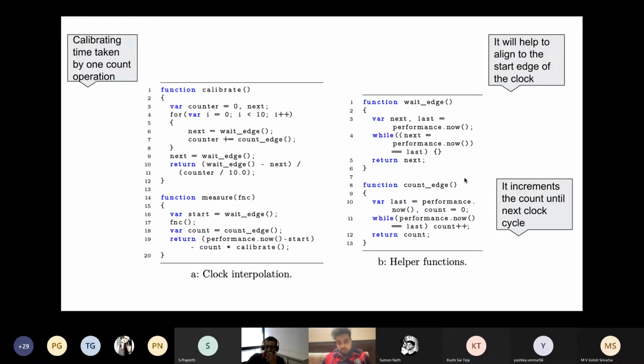This is some code written to calculate this time. Basically these three are the helper functions, so I will tell you a little about each of them. What is weightage? Weightage is just aligning the cycle to the start of the clock. Basically it is waiting for the clock to start so that we can start our counting right when the clock has just started. Then calibrate is counting the time taken by one count operation. It averages over the 10 measurements and calculates the time taken by one count operation to increment the counter from 1 to 2. And this one increments the count until the next clock cycle is reached. So using these three functions we are able to calculate the timing of this function using this measure function call.